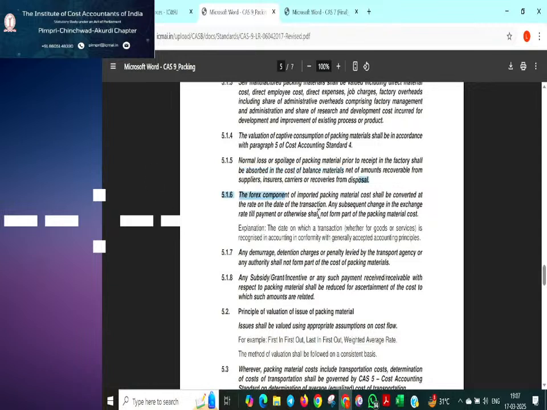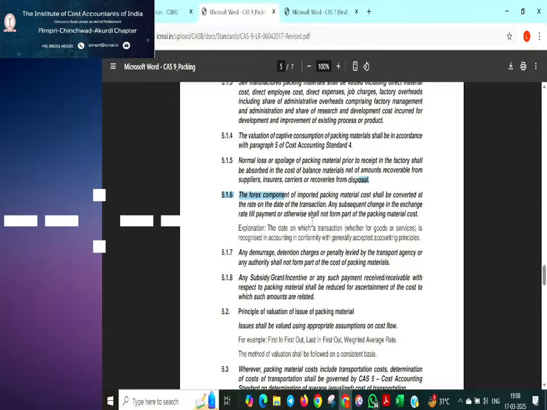What about the forex component? Always it needs to be converted on the date of transaction. Please do remember this. This was also there for material cost. So wherever a foreign exchange transaction is involved, because you may sometimes import the packing materials or import the materials itself, wherever there is an import involved, please see to it that it is converted at the rate on the date of transaction and nothing else.